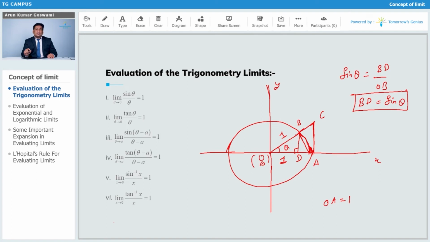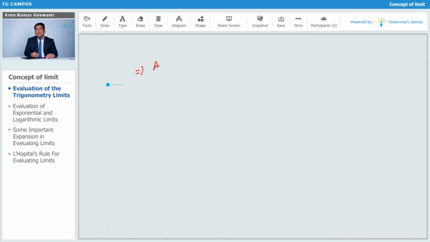Why do we need BD? Because for the area of the triangle OAB, BD is the perpendicular height. The area of a triangle is half base into height. So the area of triangle BOA is half into base into height. The base is OA, and the height is BD, so you can say it is half into 1 into sine theta.